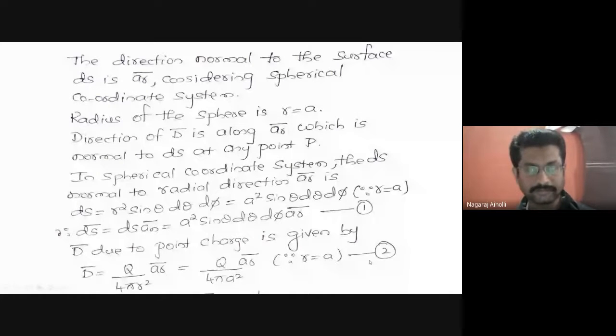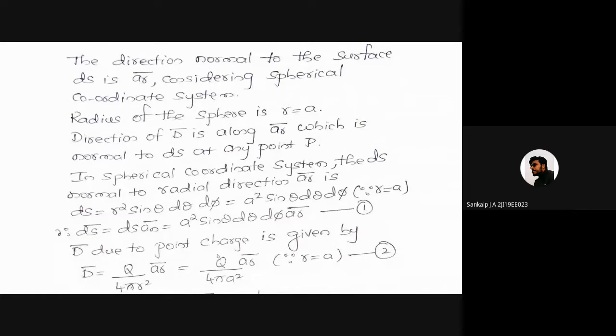I hope you all followed till here, these points, these steps. Any difficulty up till here? Students, any difficulty up till here? No, sir. Okay, right.